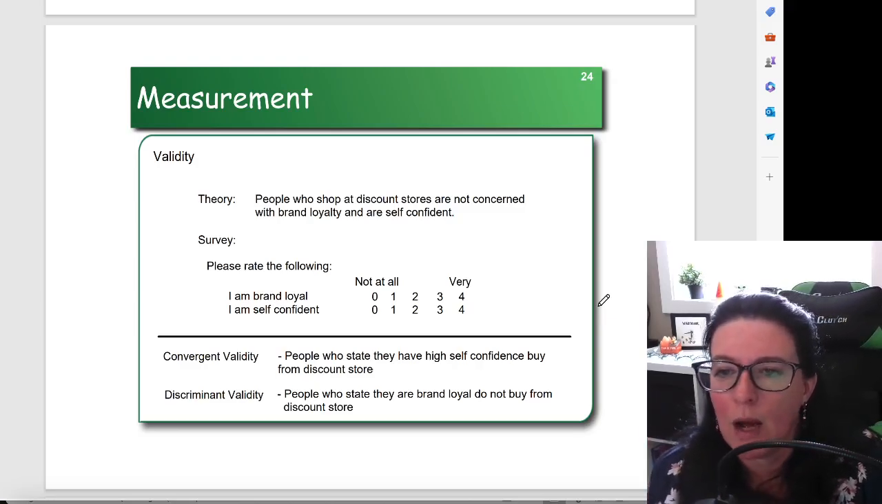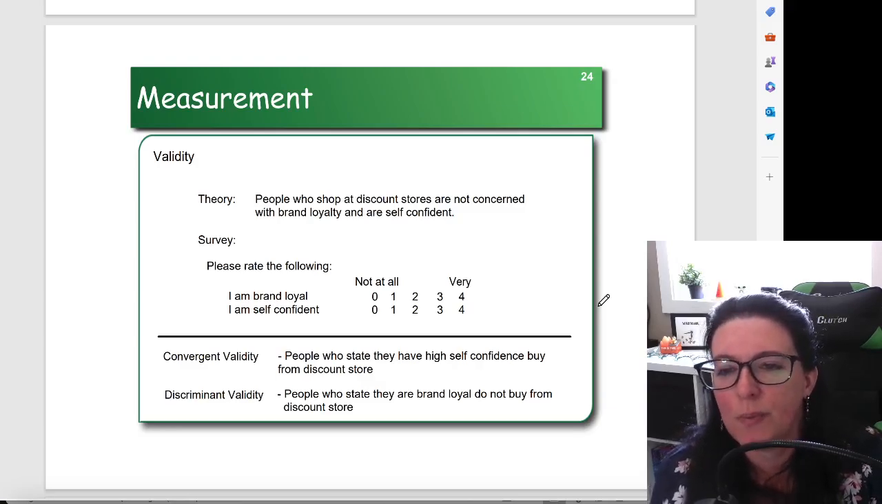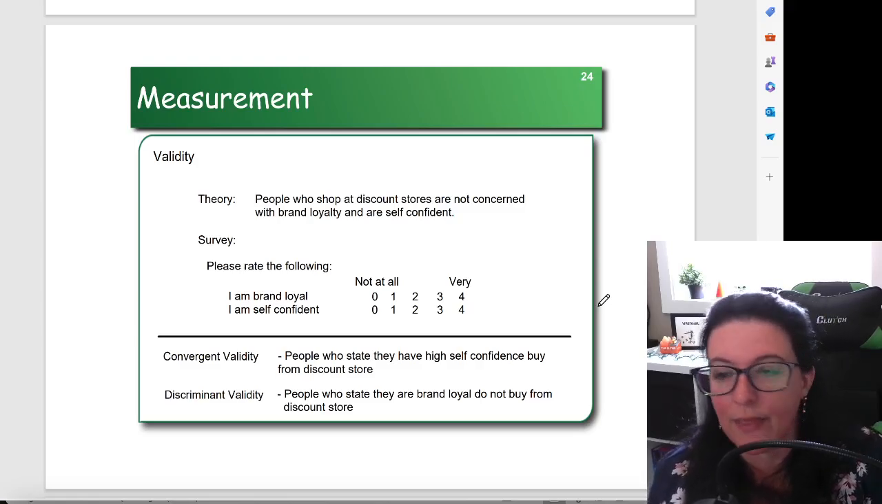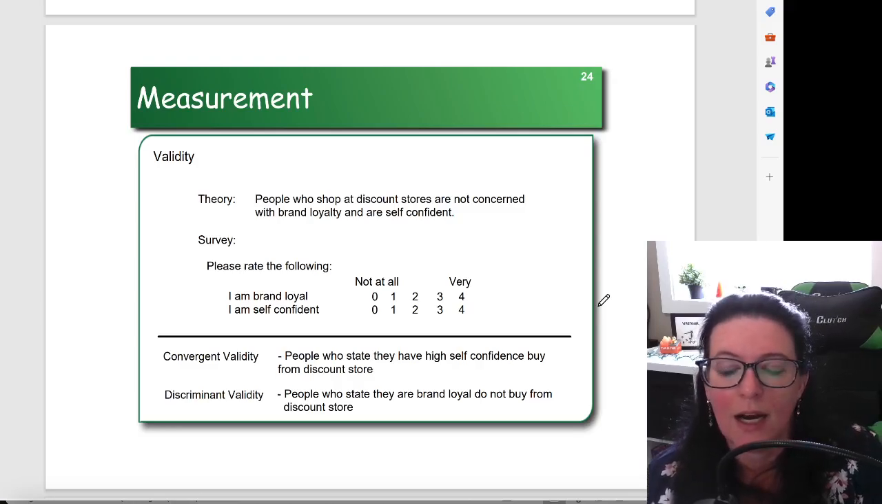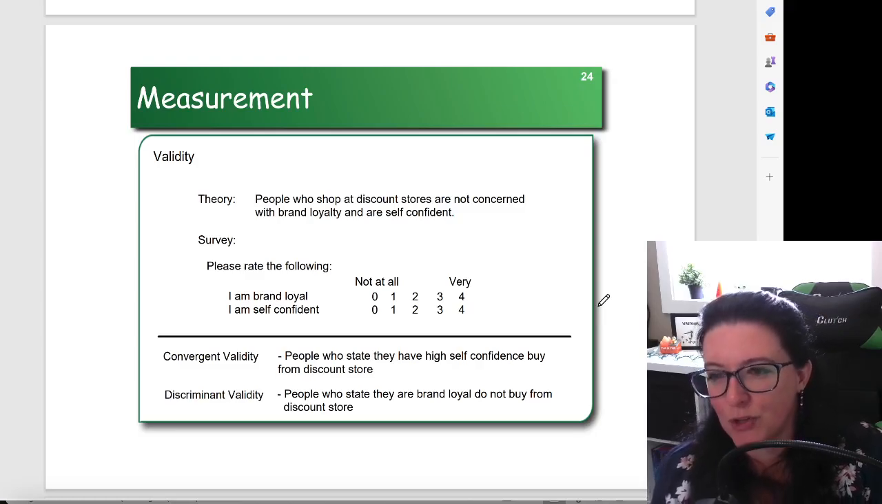Discriminant validity, people who state that they are brand loyal should also be the ones who are not buying at the discount store. So they should be the opposite based on the underlying theory that we have. So we look at what is that underlying theory. Here, it's a lot of assumptions about who shops. In the previous example, it was assumptions about what the tools measure.